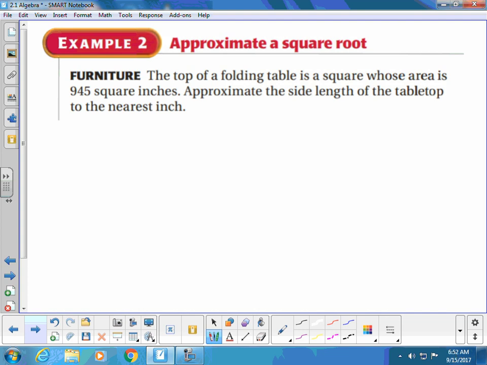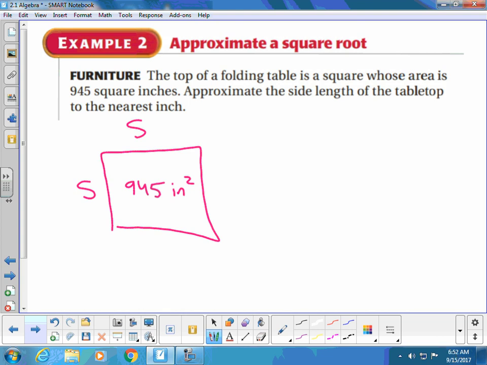We got a word problem. I do suggest drawing pictures when you're doing word problems involving area. The top of a folding table is a square whose area is 945 square inches. And I would write that like so. Approximate the side length of the tabletop. So basically they had a side length here and a side length here, and they multiplied side times side, in other words, side squared, and they got 945.